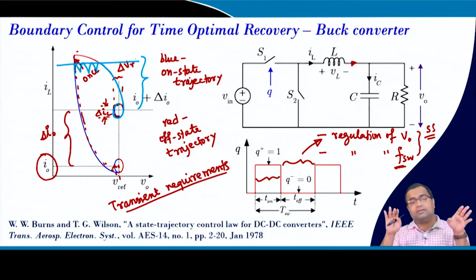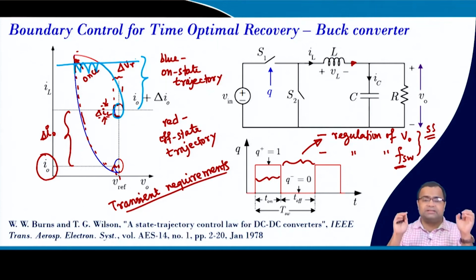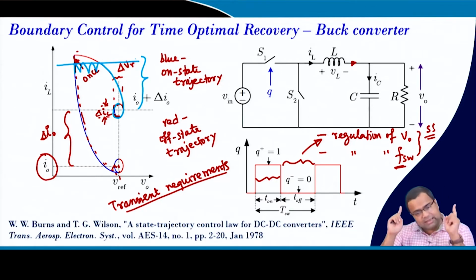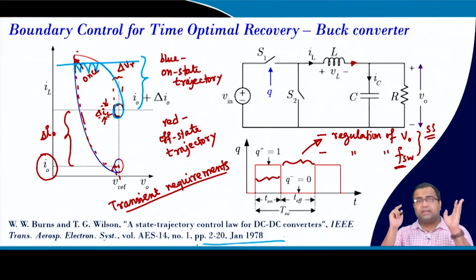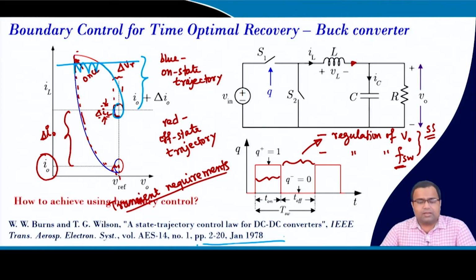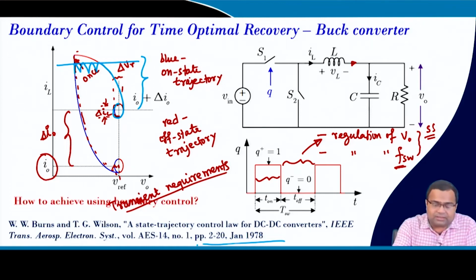Similarly, under the limit, what could be the performance and how will it deviate from the optimal performance? But it is clear that if there is no constraint, then one switching action will lead to the fastest recovery, which is called time optimal recovery, and that was reported in 1978.